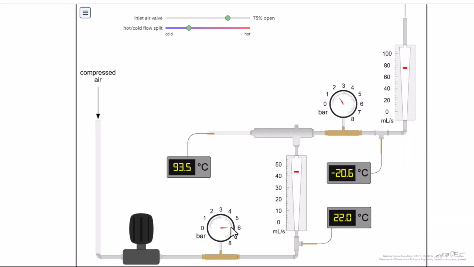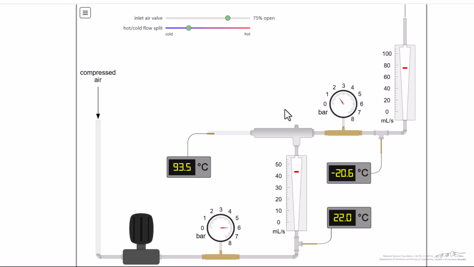In the digital experiment, we're going to record these pressures, record the temperatures, and record the flow rates. Then we're going to apply the first law to the system, make sure we have an energy balance, and we're going to apply the second law. You can see that we can get a high temperature coming out the hot end and a very low temperature coming out the cold end as we split the air between these two streams.